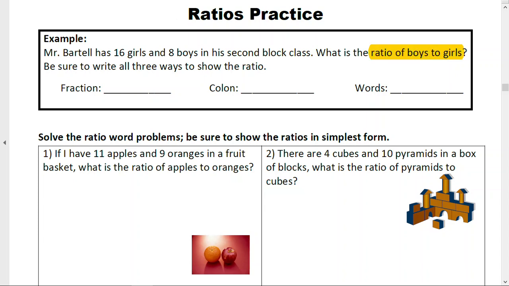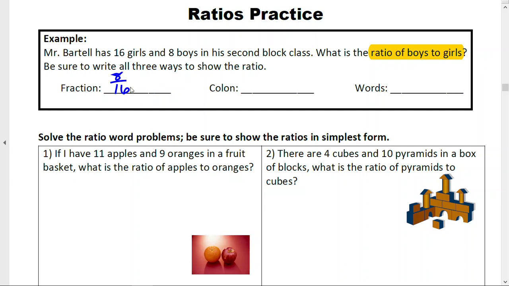Don't get tripped up because a lot of people look at the front part of the problem and they say, oh, well, girls must be first because girls are written first in the sentence. That's not true. We're looking for the ratio of boys to girls. So we're going to take this fraction of boys to girls and we have to look, well, how many boys are there? There are 8 boys to 16 girls. Now, we always need to simplify this.